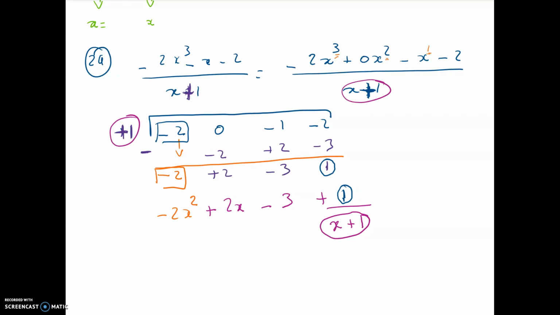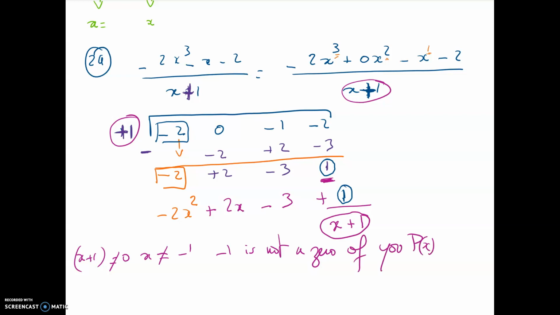What do I have right here? I don't have a 0. So therefore, I can say that x plus 1, that could become x equal -1, cannot be equal to 0, because you don't have 0 right here. So therefore, x plus 1 cannot be equal to 0, x cannot be equal to -1, and I would end up saying that -1 is not a 0 of your polynomial p of x.